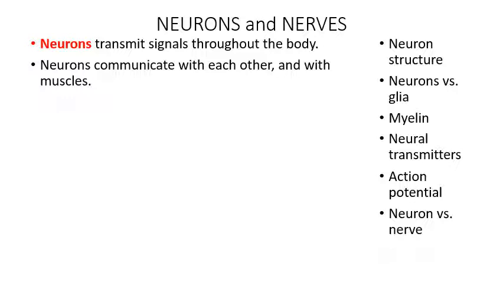So neurons communicate with each other. A good example of places where neurons only communicate with each other is the brain, versus communicating with muscles or sensory organs. So that would be sensory neurons or motor neurons.